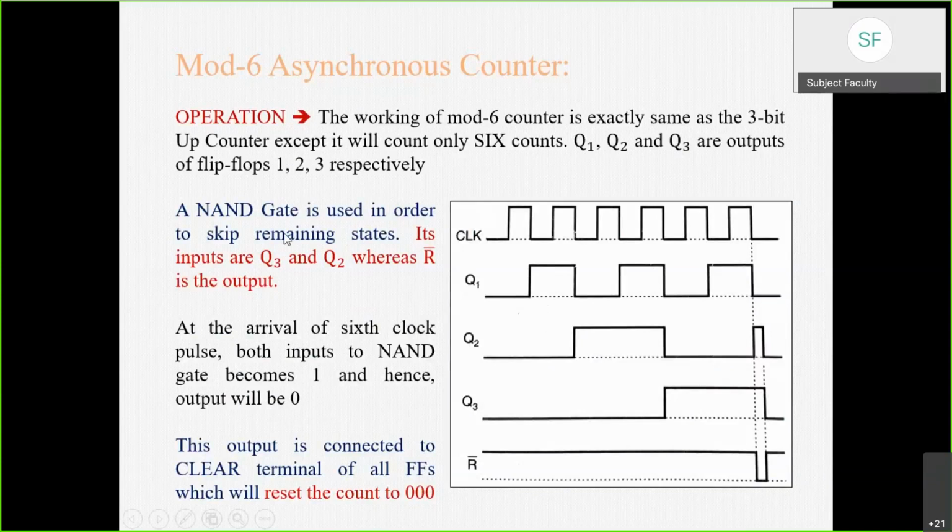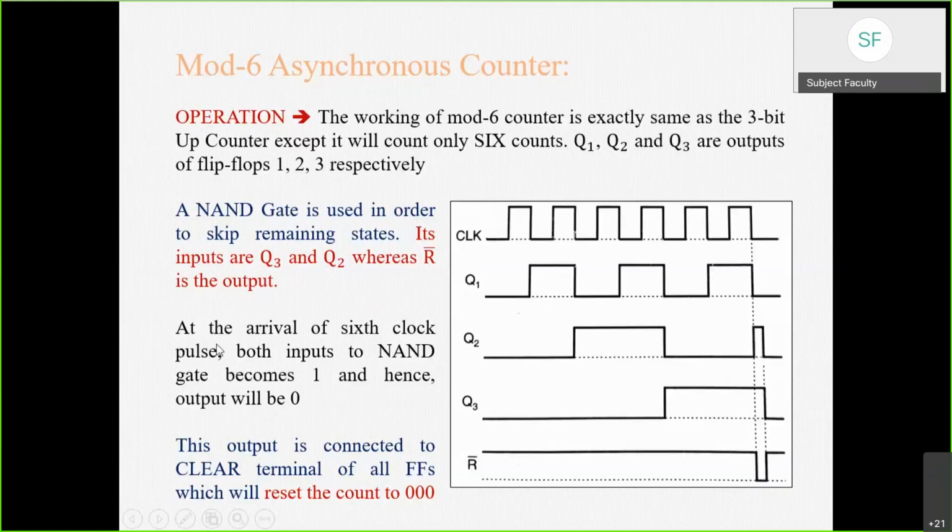Then a NAND gate is used in order to skip the remaining states. Here we are skipping 2 states. We are utilizing 6 states and skipping 2 states. So this NAND gate is very crucial. Its inputs are Q3 and Q2, whereas R bar is the output. This R bar is connected to the clear inputs.